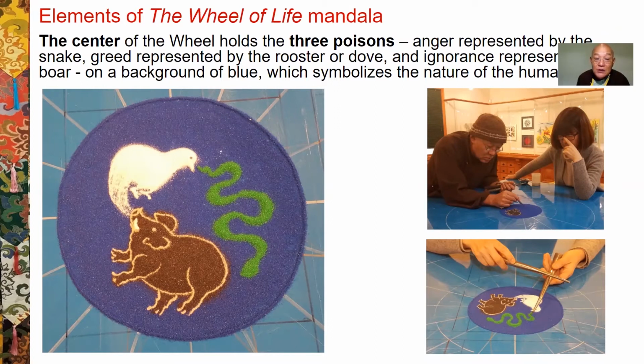But these three are not just animals. These three represent the things that make us crazy. All the causes of suffering come from these three. The pig represents ignorance. Think about this, ignorance.